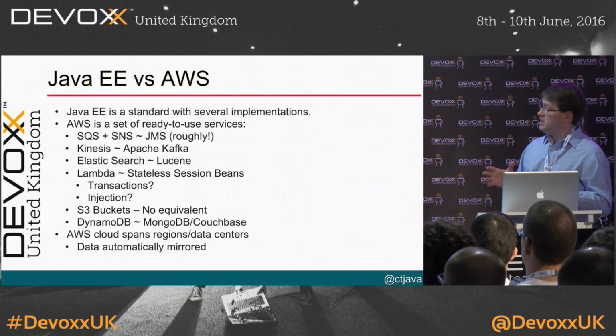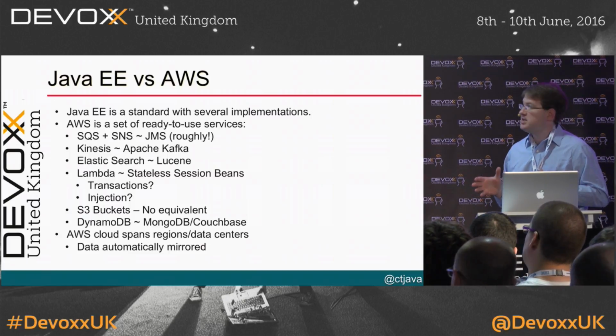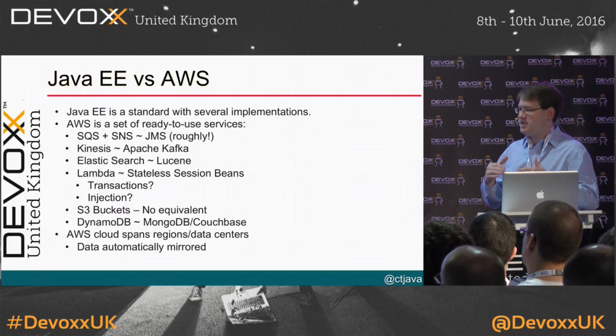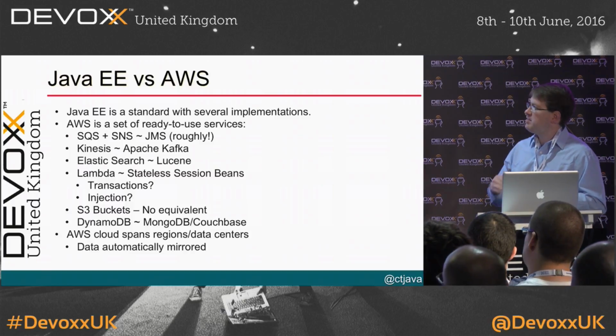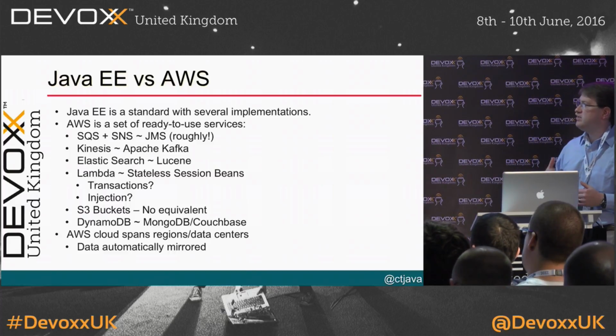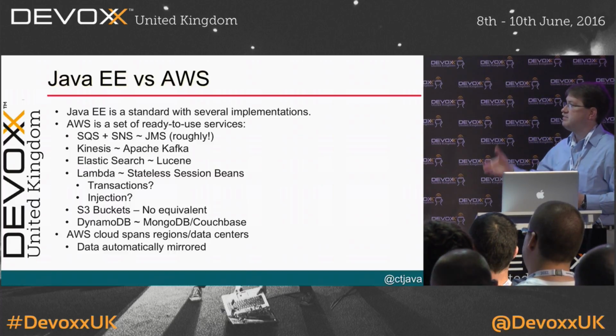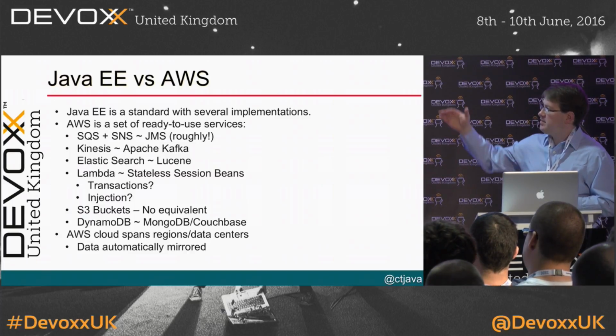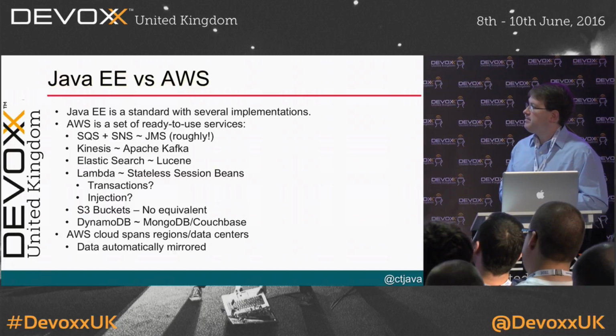So in terms of Java EE versus Amazon Lambda and the Amazon services, Java EE is a standard, so it's nice in that you can switch between different providers, but it's not providing the infrastructure. AWS is a set of ready-made services, SQS, SNS, out of the box. So these are roughly the equivalents between the two of them.